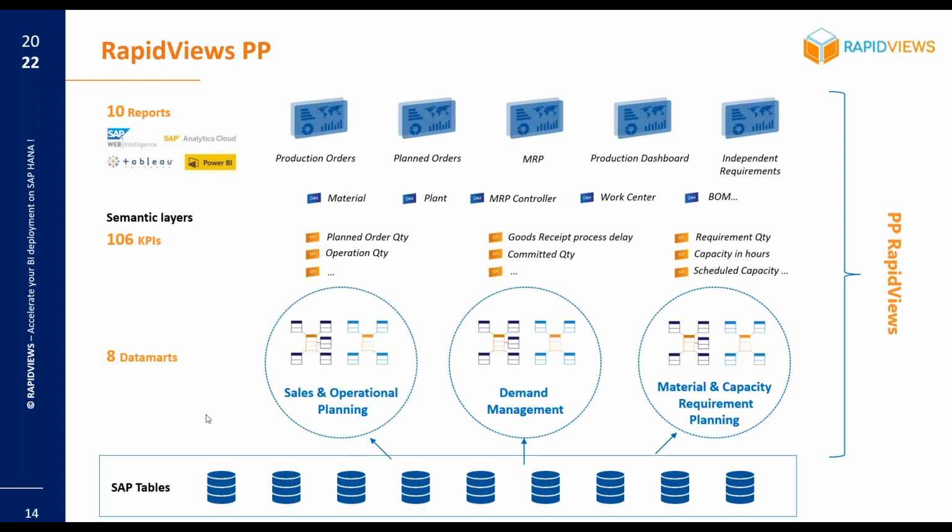On PP, we have 8 data marts on sales and operational planning, demand management, and MRP, material and capacity requirement planning, with 106 KPIs around this and 10 standard reports. These cover production orders, plant orders, MRP, production dashboard, and independent requirements. What is very interesting here, and we have a lot of demand for, is the bill of material, which is linked to other modules as well.